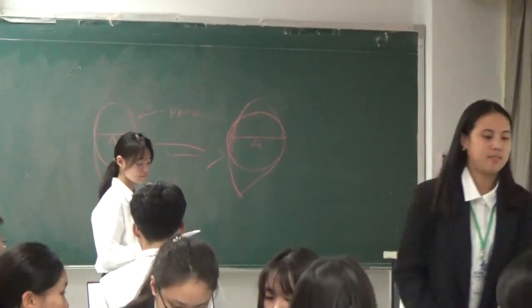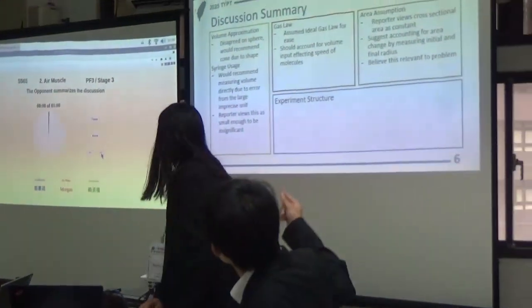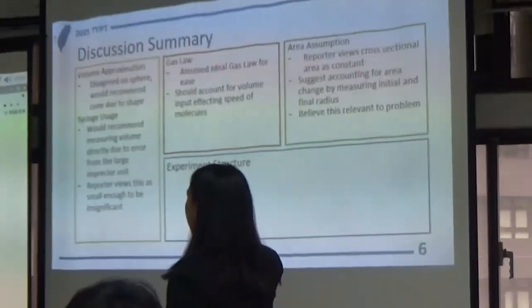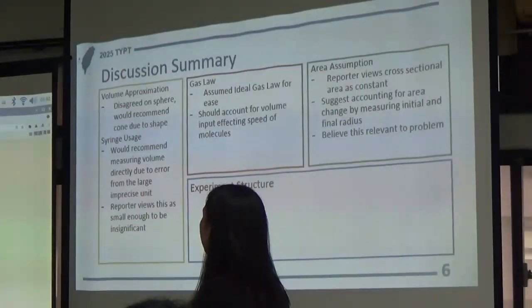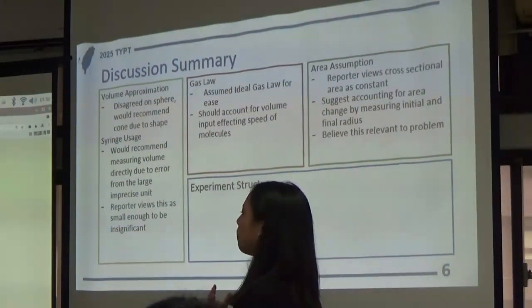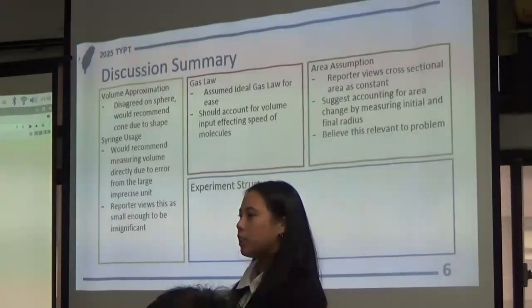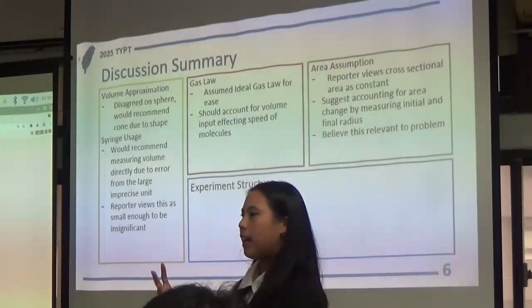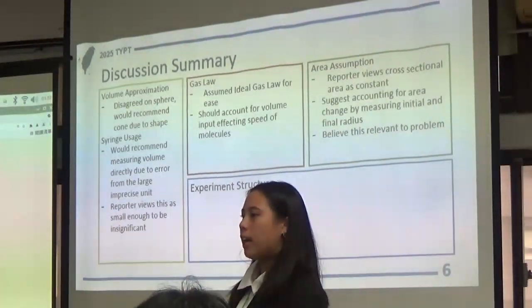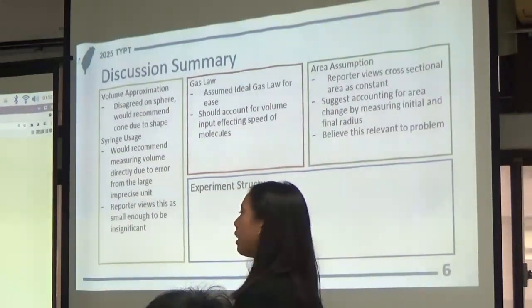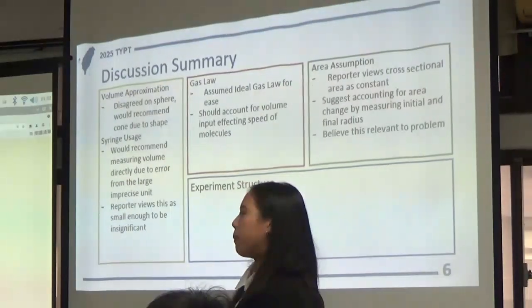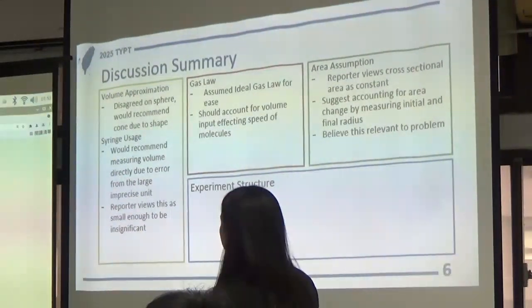Okay, time's up. Opponent, please summarize the discussion. Okay, so the summary of the discussion is, first of all, we talked about the volume approximation. We disagreed on the balloon being a perfect sphere, as when you add pressure in and there's weight, it causes the balloon to act more like an oval, and therefore a different measurement for the area and the volume of the balloon.